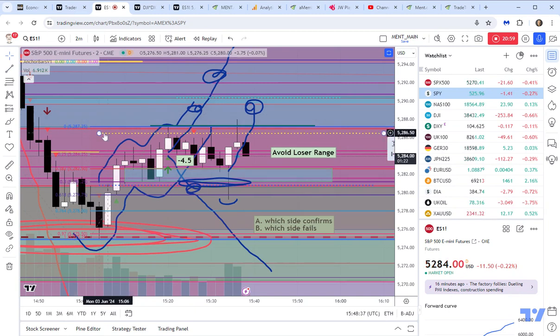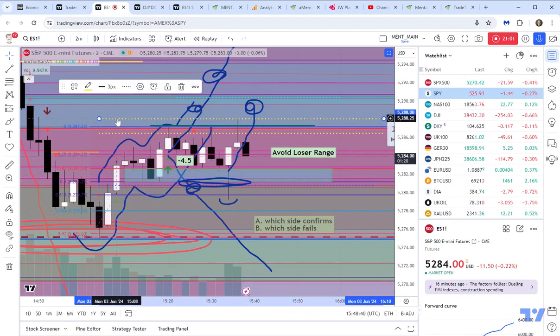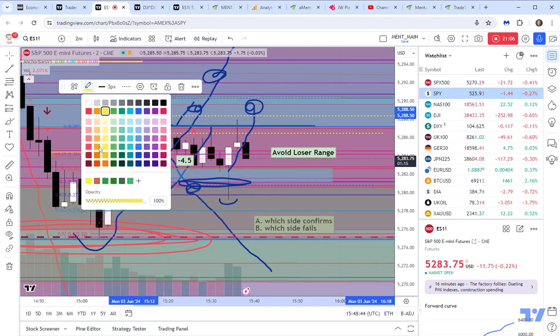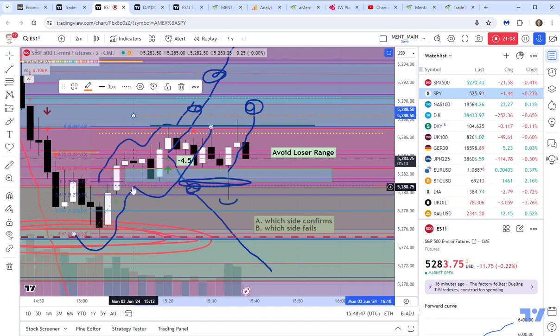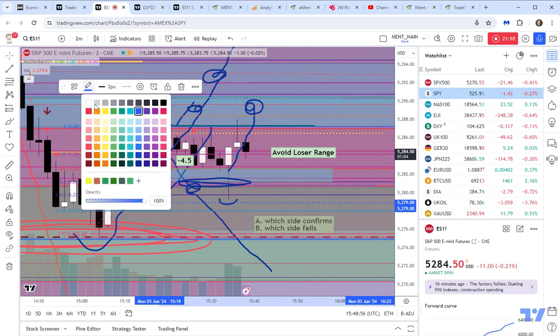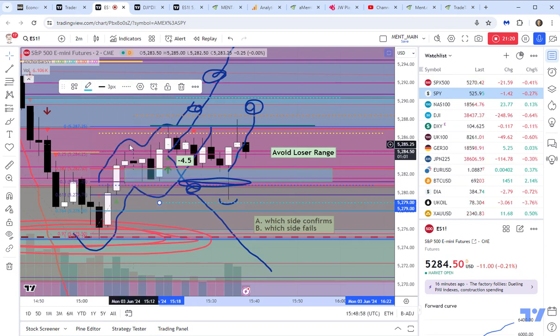So what I'm going to do is clone this, and I would be looking at a secondary avoid loser range in this area, because we have these deep lows and deep highs. We need to be very cautious of these deep lows and deep highs. We have our intermediate avoid loser range here between this dotted line and this dotted line. And now we have a secondary avoid loser range here between this and this.